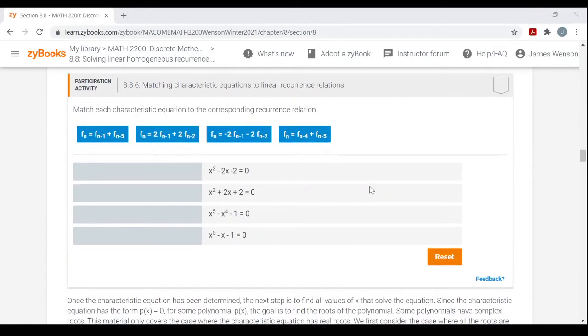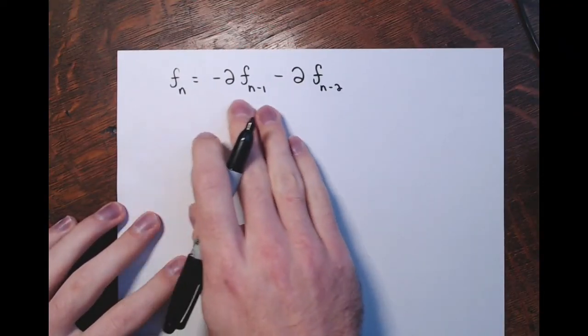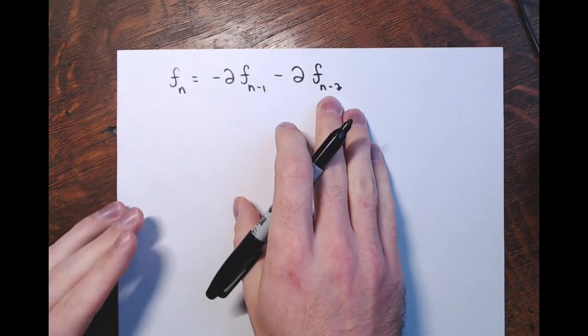So in this next activity, they're asking you to match each relation to its characteristic equation. I'm going to do this one more time. I'll pick one of these here, say this one, and I'll put it up on paper and do it. Find the characteristic equation corresponding to that relation. So again, I have another linear homogeneous relation of degree 2.